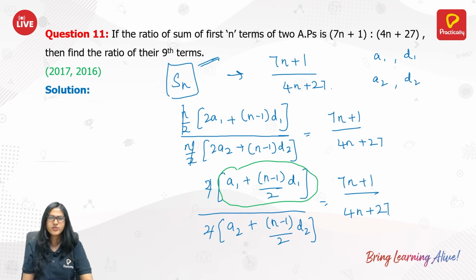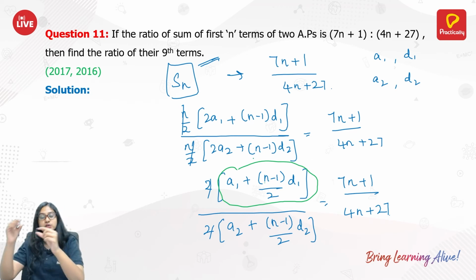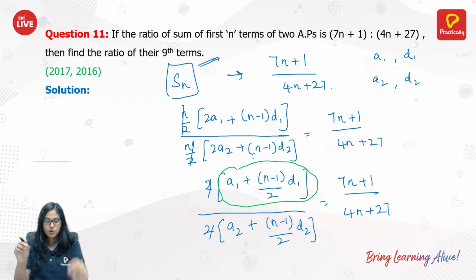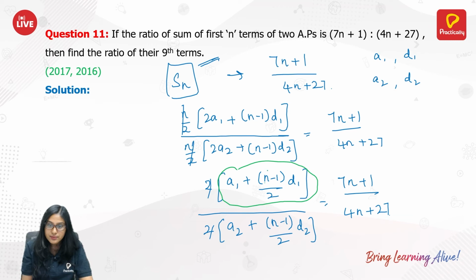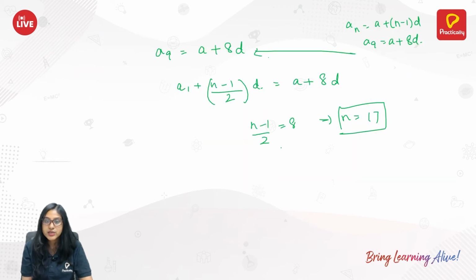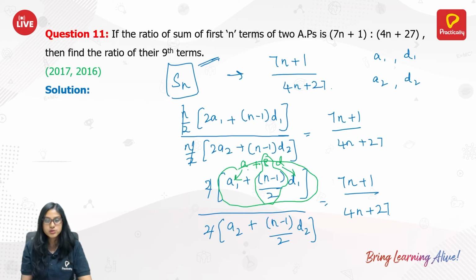A9, correct, obviously. What are they asking? The ratio of their 9th terms. So this is of the form that, you have to just match it. That is why we have equated n minus 1 into 2 into 8. Why? Because of the form A plus 8D. So 8 equals n minus 1 by 2. That is what I have written here. We have got n equals 17.